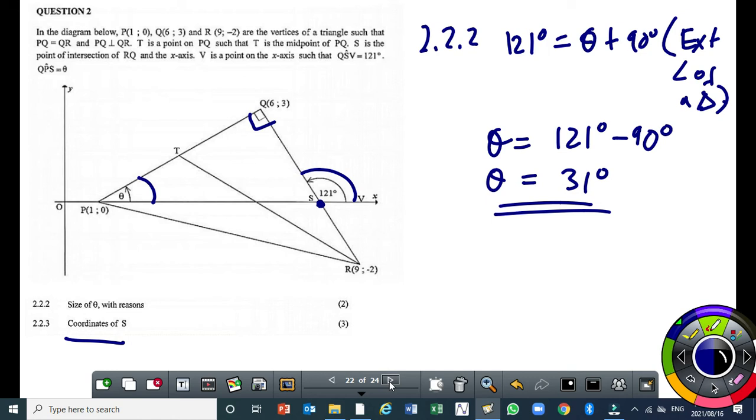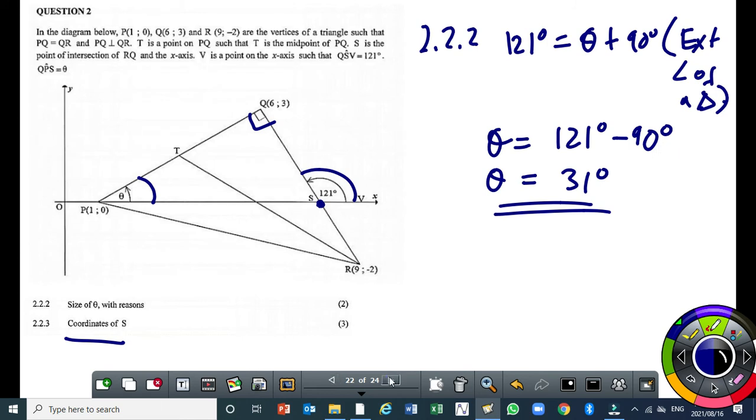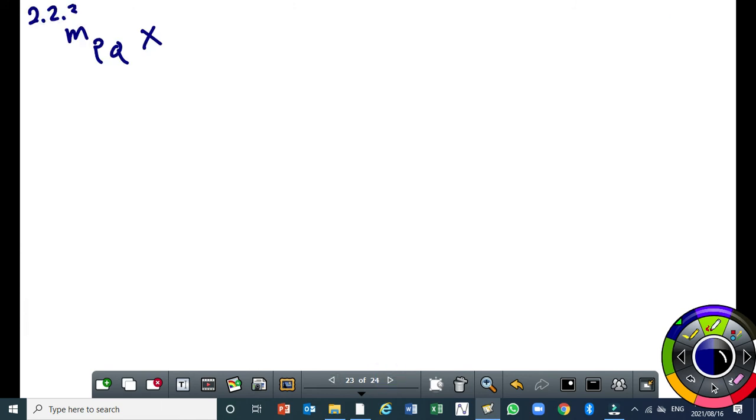Which means you don't have to calculate the gradient of QR directly by using change in y over change in x. You can use the gradient of PQ. This is what I'm going to do. But if you don't realize it, if you're writing a test, then calculate the gradient of QR. So here I'm going to say, application 2.2.3, MPQ times MQR is equal to minus 1.